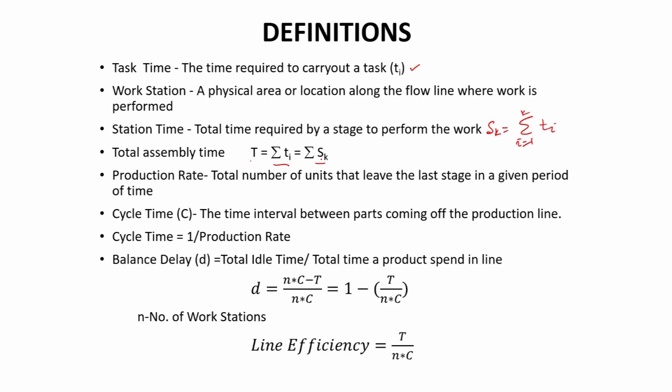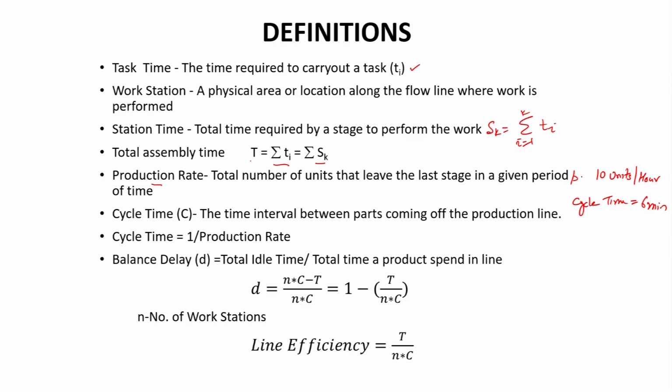Then there is an important parameter, that is production rate. We have to balance the line for a particular production rate. Suppose the production rate is 10 units per hour, then each workstation should not have time more than 6 minutes. Each workstation will get a time of 6 minutes, which is called cycle time, the time interval between parts coming off the production line, or cycle time is equal to 1 by production rate.